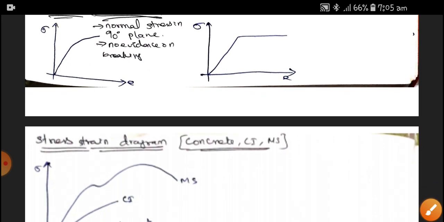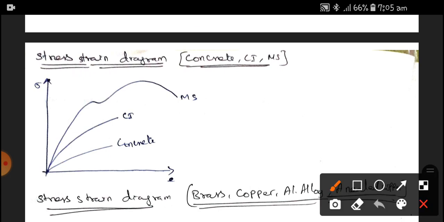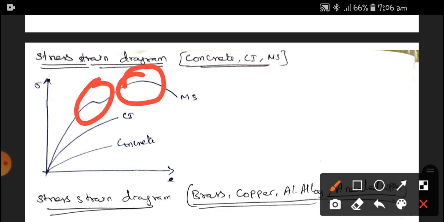And now we are going to consolidate certain materials which we use in day-to-day applications. Their stress strain diagrams we are going to compare in a single graph. First, we are going to take concrete, cast iron, and mild steel. Mild steel is perfectly elastic and a ductile material. Therefore, it shows evidence before fracture, that is, the smooth and irregular curves are there. Whereas cast iron and concrete won't give any evidence before breaking.